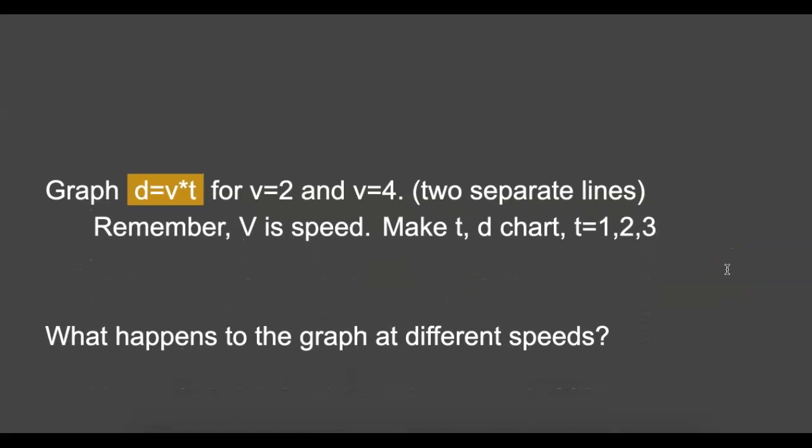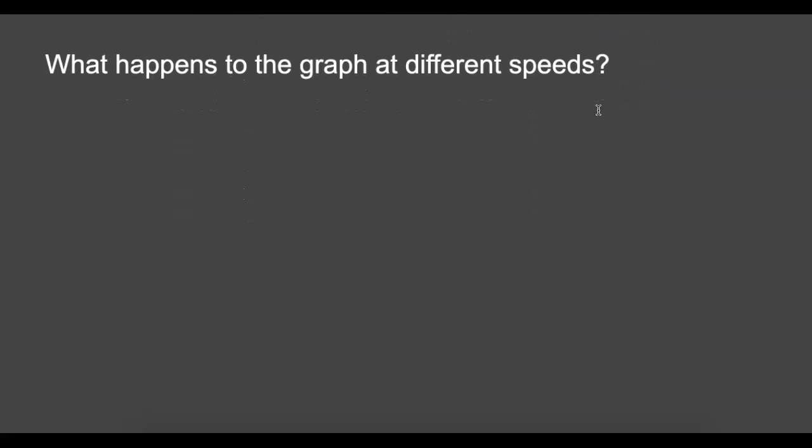What happens to the graph at different speeds? So v equals 2 versus v equals 4. What's going on there? And of course, we're getting harder. You can feel that.